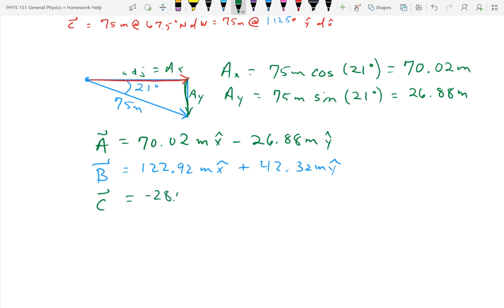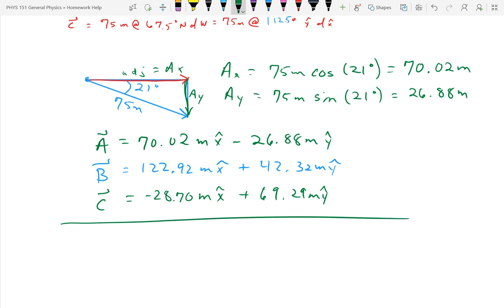minus 28.70 meters x hat plus 69.29 meters y hat. We're adding these, and so we add the x's separately from the y. So I add the x column, and when I add that x column all together, I get 164.23 meters. Then I add the y column, and adding the y column, it gives me 84.74 meters.